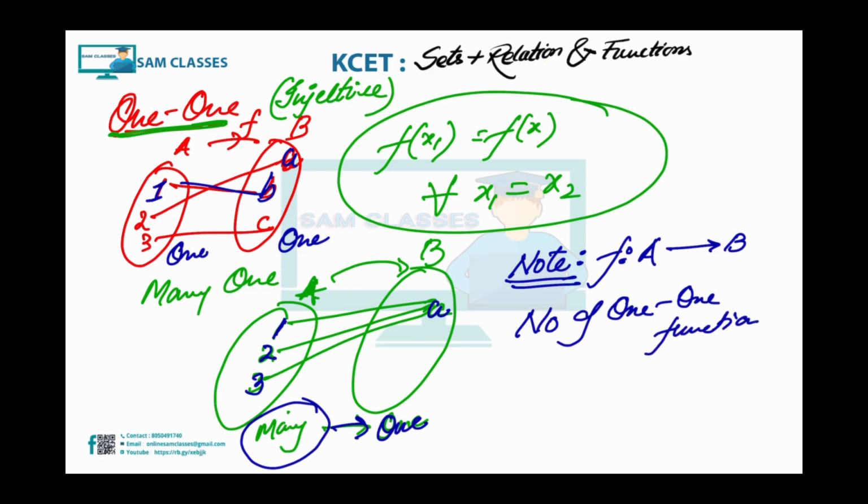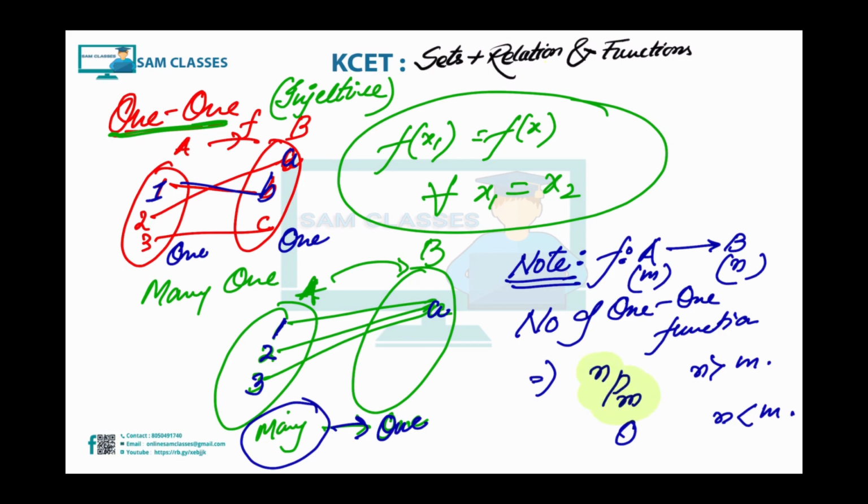What will be the formula to find the number of one-one functions? It's pretty simple. Let's say A has m elements and B has n elements. It is nPm. Now we know permutation. As of now, I'm keeping in mind that you know a bit of permutation. So it is nPm if n is greater than or equal to m, and it is 0 if n is less than m.